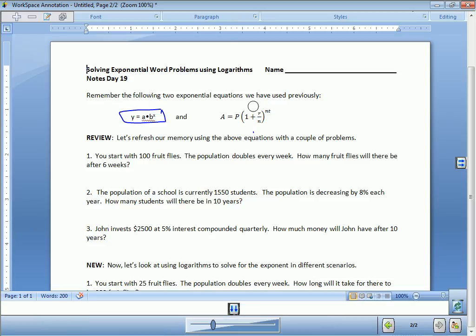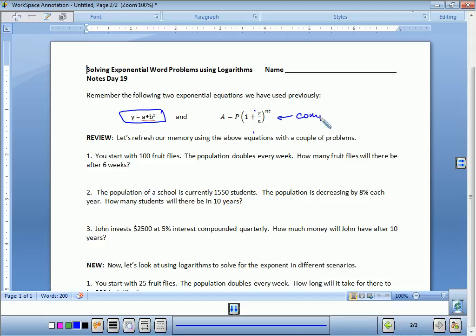Now, this is definitely what we use whenever we see the word, what do we look for? What word are we looking for to use this formula? Yeah, compound. You see the word compound in a sentence, that's the formula you're going to be using.